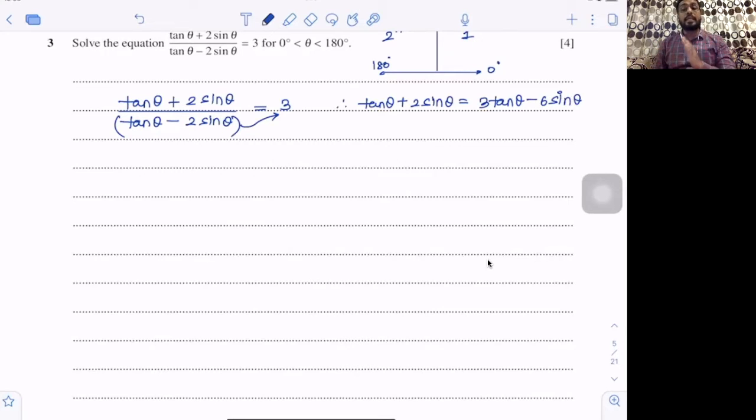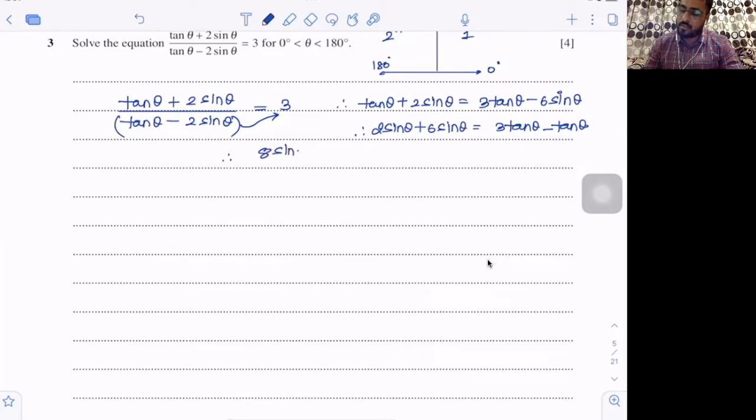Now you want to rearrange the terms. So what we'll do is we'll collect all the terms of sine on one side and all the terms of tan on one side. So I get 2 sine theta plus 6 sine theta is equal to 3 tan theta minus tan theta. So that should give me what, students? So 2 sine theta plus 6 sine theta, that gives me 8 sine theta, is equal to 3 tan theta minus tan theta. That should give me 2 tan theta.